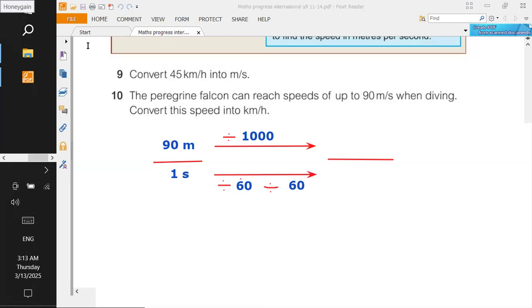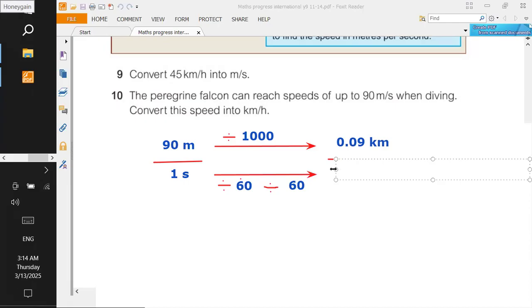Now I'm going to do the calculations. First, I need the 90 divided by 1,000. This will help me find the kilometers. So 90 divided by 1,000 will give me 0.09 kilometers. So that's the first step, turning meters into kilometers. And then turning the seconds into hours. So I'm going to take the 1 divided by 60 and then divide by 60.